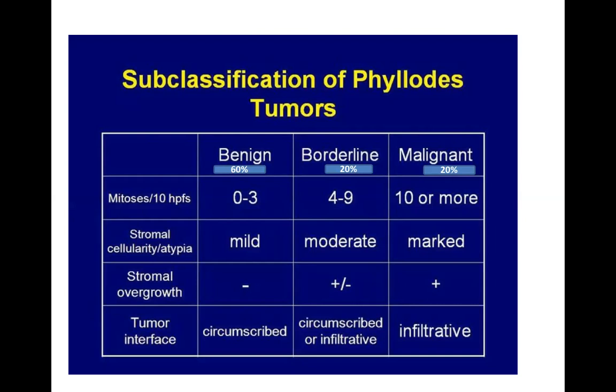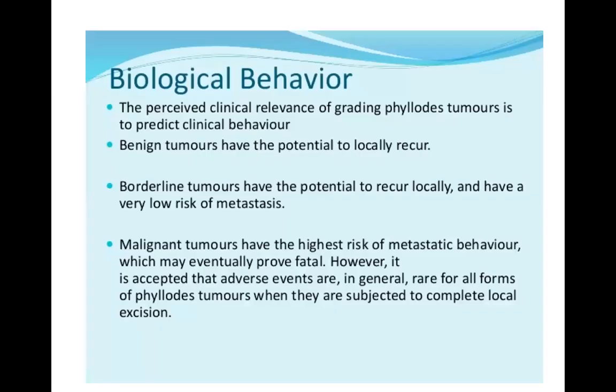About 60% of the phyllodes tumors are benign. The 20% being the borderline cases who have some potential to become malignant. And the 20% are malignant, who have the potential to metastasize. The perceived clinical relevance of grading phyllodes tumor is to predict clinical behavior. Benign tumors, if not excised properly, can recur. The borderline tumors have the potential to recur locally, but have low risk for metastasis. But the malignant tumors have the highest risk of metastatic behavior, which may prove fatal.